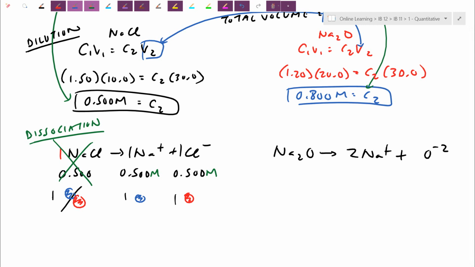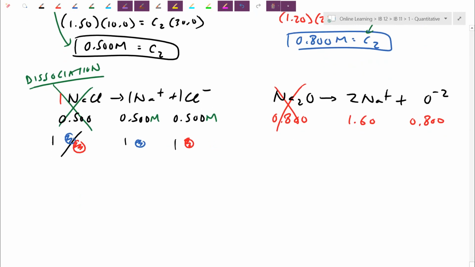On the other one here, I had my concentration as 0.800. We're going to do the 1-to-2 ratio, so 1.60, 1-to-1 ratio, 0.80, again, assuming that this one here is gone. And now I'm basically done the question here. I want to just list for you what's the concentration of the ions. The chloride came from the first solution. I have 0.500 molar of it. The oxide came from the second solution. This one here is actually 0.800 molar.